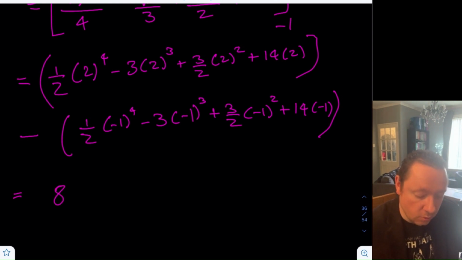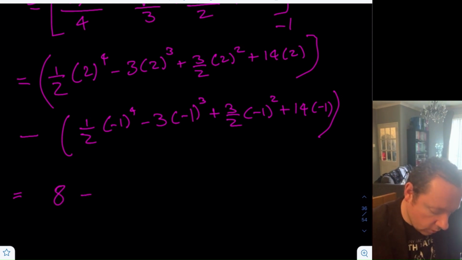2 twos is 4 times 2 is 8. 8 threes is 24. So our second term is minus 24. 2 twos is 4. 4 divided by 2 is 2 times 3 is 6. So we get 6. And then 14 times 2 is 28. So there's our first bracket.